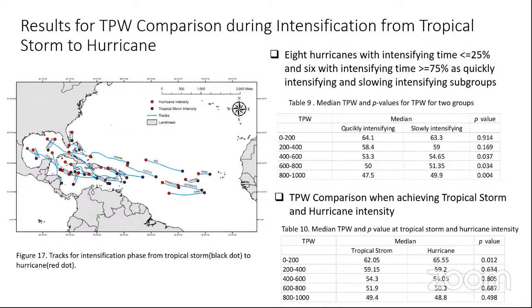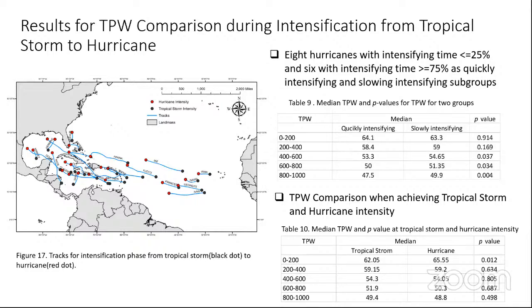the result is not significant, which means that for this region during this process, the moisture is not significantly changed. And for the outer region from 400 to 1,000 kilometers, the moisture is significantly different. But interestingly, we can see that for the quickly intensifying cases, the median value is smaller than the slowly intensifying cases, which does not match the previous literature.